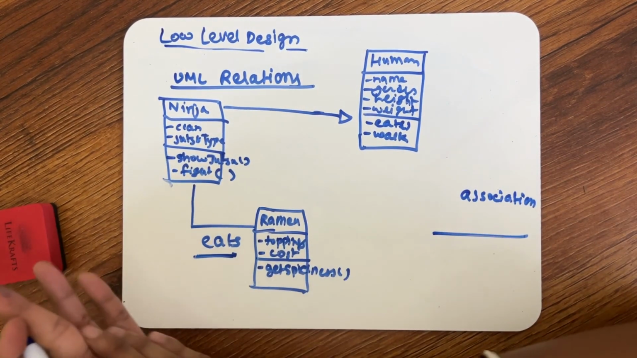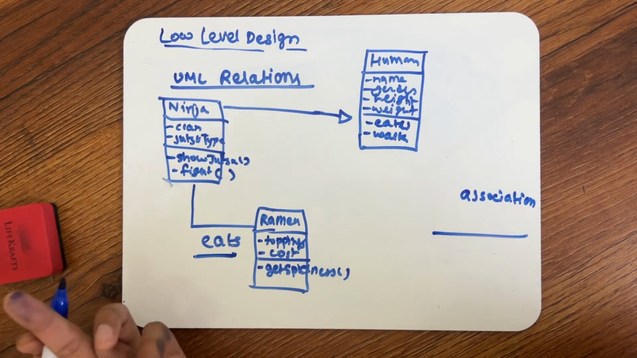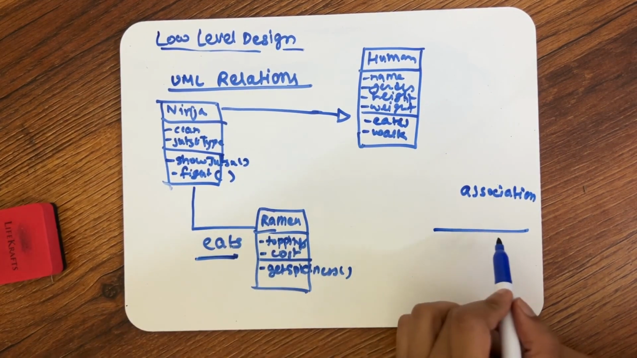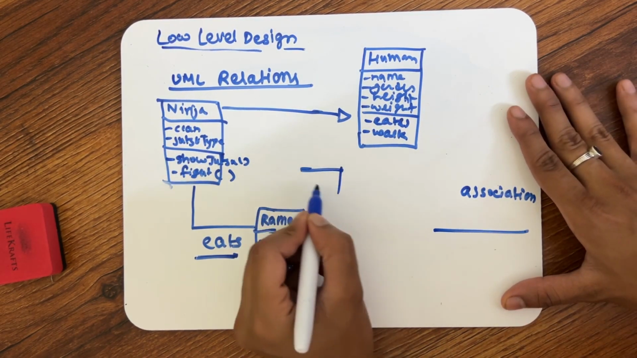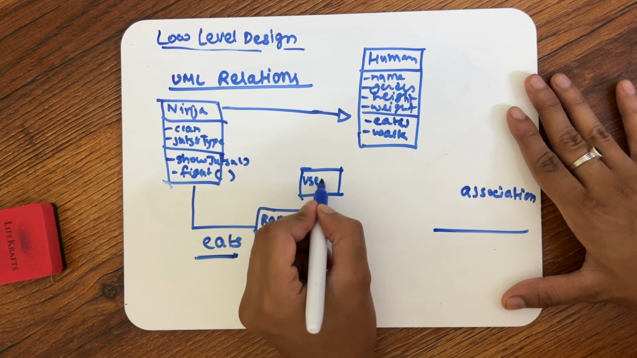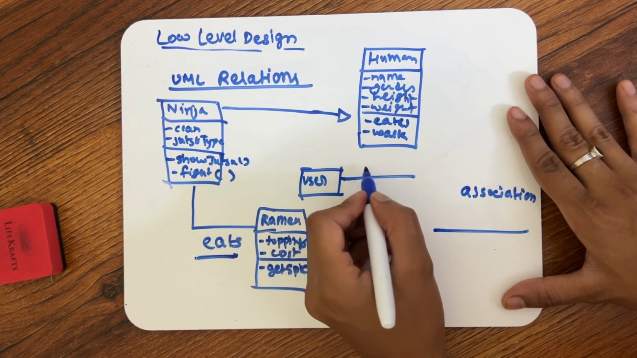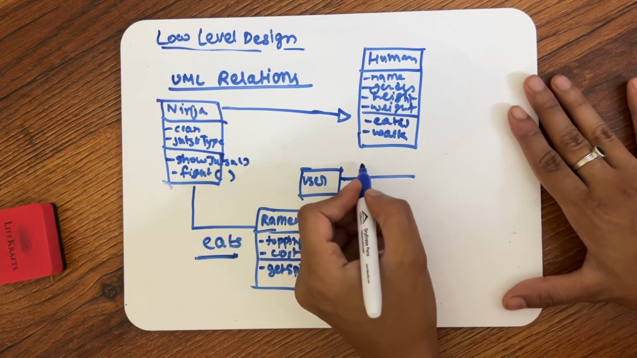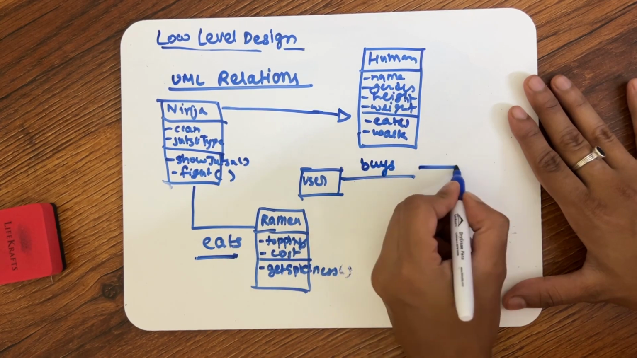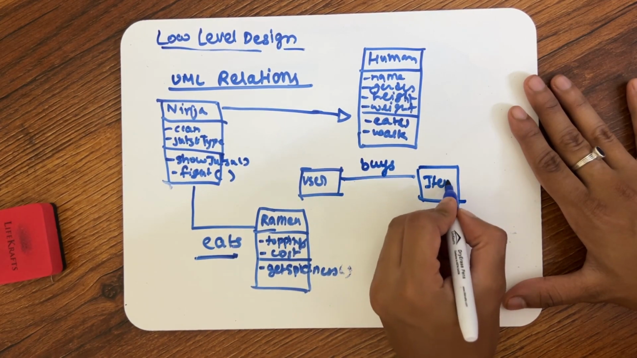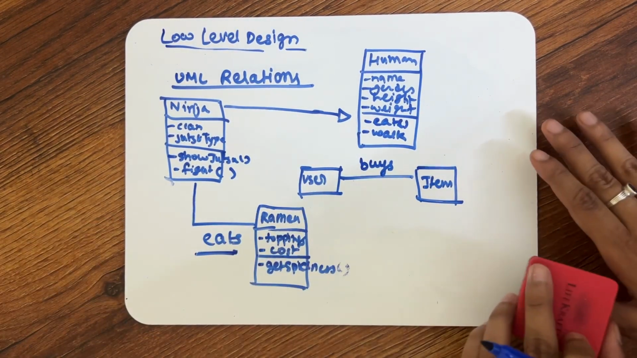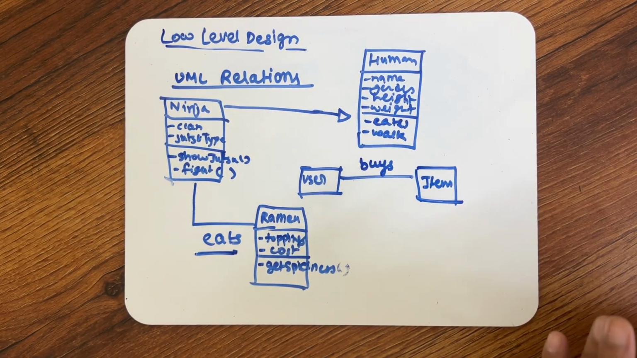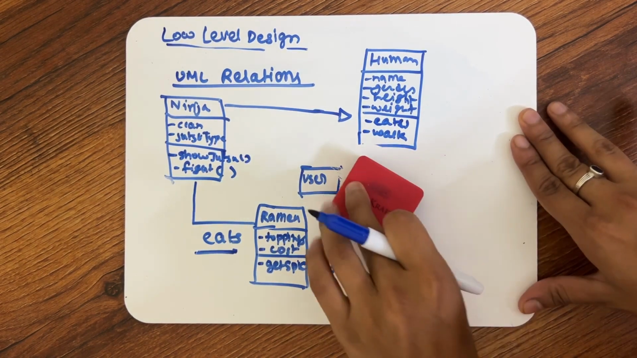So if we want to show any association, then we can use this sign, this simple bar, and then we can show the association. A real life example, let me tell you. For example, user buys item. It is also a kind of association. Now let's jump into our next relation, which is aggregation.